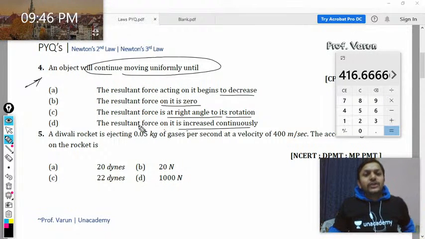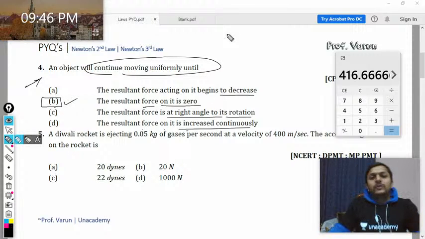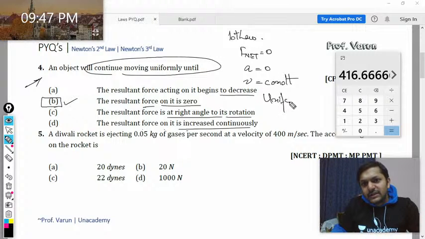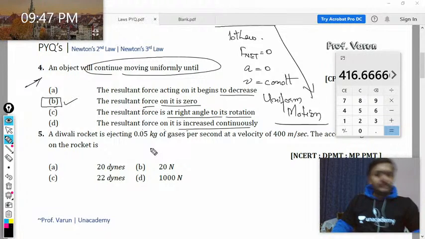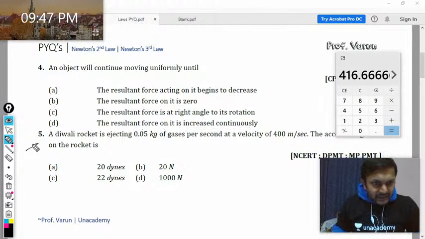The object will continue moving uniformly until the resultant force on it is zero. So according to our first law, F net should be equal to 0. This implies that acceleration will be 0. This implies that velocity will be constant. So it will be a typical case of uniform motion. Okay, so quite simple. Let us move to question number 5.